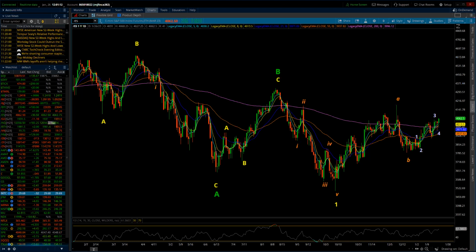I always try to begin by giving some basics on Elliott Wave. Elliott Wave is not the easiest thing to understand, but it's not incredibly difficult. So let's give a little backup history on what Elliott Wave is.